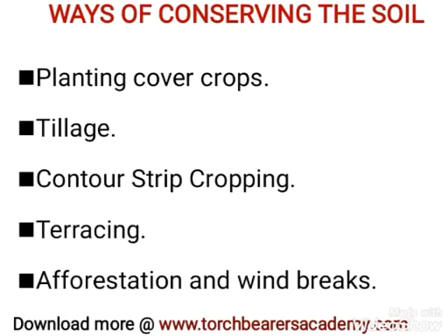The first way to conserve the soil is planting of cover crops. Cover crops such as leguminous plants like your beans, your groundnuts can be planted in the soil to help reduce the accessibility of the soil to raindrops. So it prevents erosion and also protects or covers the soil. It also helps to fix atmospheric nitrogen into the soil.